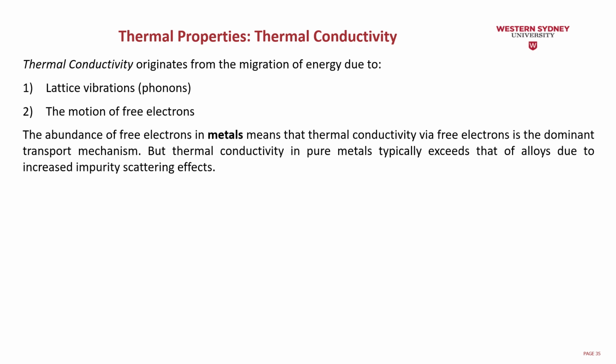The abundance of the free electrons in the metals means that the thermal conductivity via free electrons is going to be the dominant transport mechanism. But the thermal conductivity in pure metals typically will exceed that of the alloys due to the increase in impurity scattering effects.